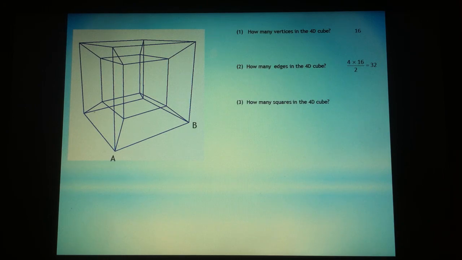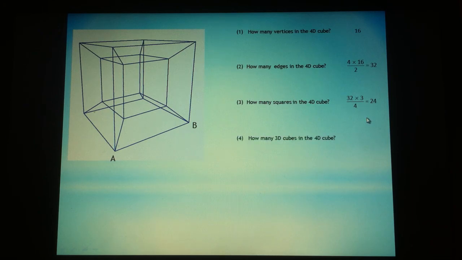To determine the number of squares in a four-dimensional cube, we observe each edge is the intersection of three squares. For example, take the edge AB. It is contained within three squares, 1, 2, and 3. Since a square contains four edges, we multiply the number of edges, 32, by three squares and divide by 4, giving us a final answer of 24.